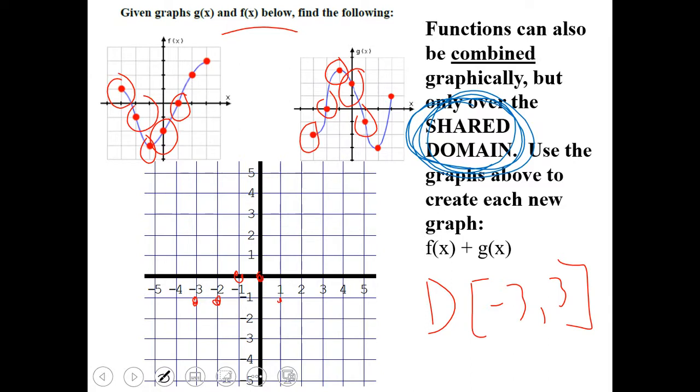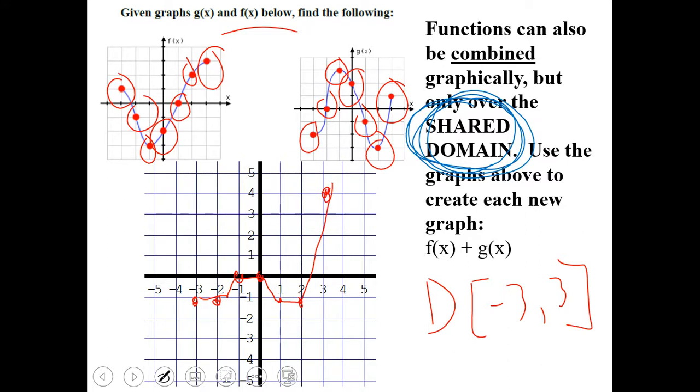Go to x equals 2, add the y values. 2 plus -3 is -1. Finally, go to 3, add the y values. 3 plus 1 is 4. And in your final answer, go ahead and connect the dots. So if I connect those pieces, I'm going to get a graph that looks like this.